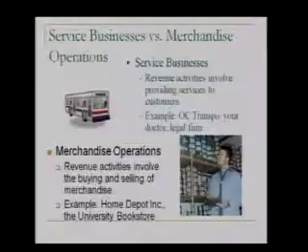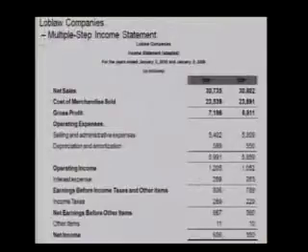Okay? Merchandise operations, yes, they buy and then they resell that merchandise. Okay? So Home Depot buys, you know, countertops and sinks and cabinetry and all sorts of things, and they resell it, okay, to people who walk into their store. The University Bookstore buys the books from Nelson Cengage and resells it to you. Okay? So they are what we call a merchandiser. You're buying goods from them.